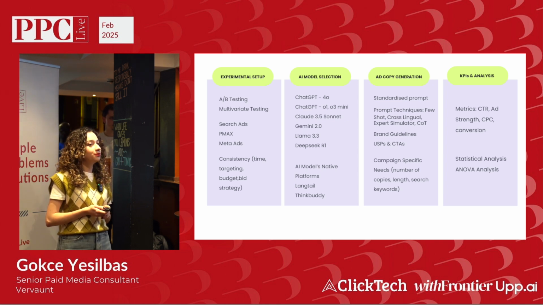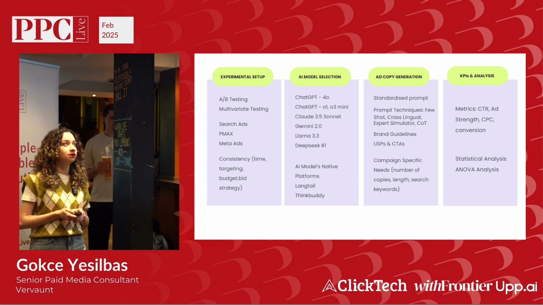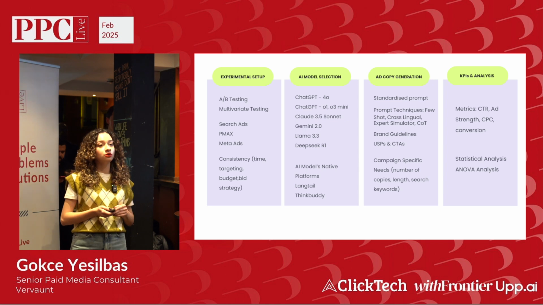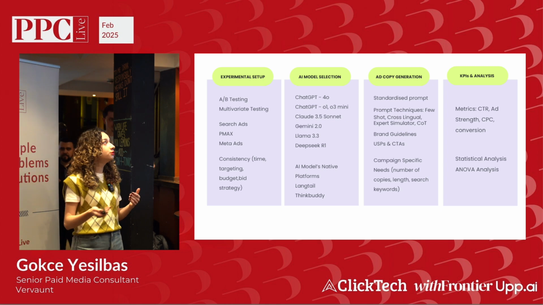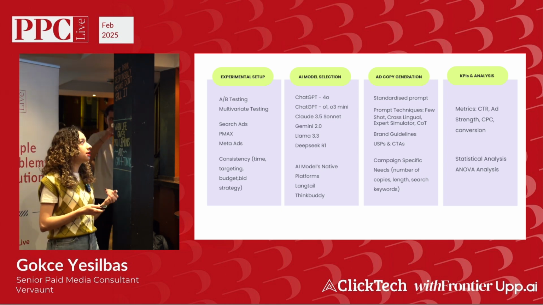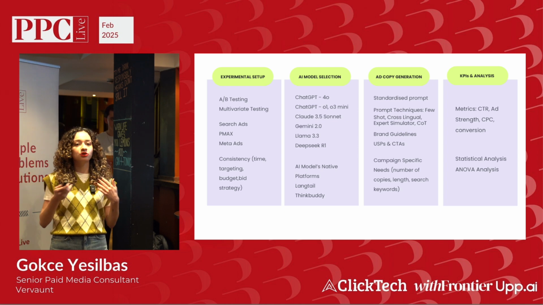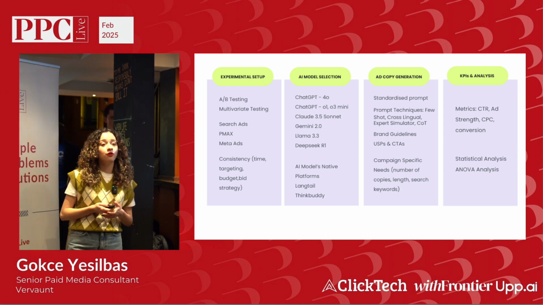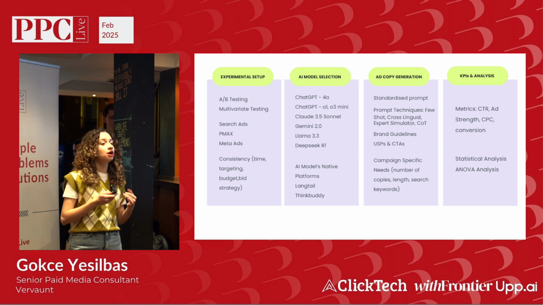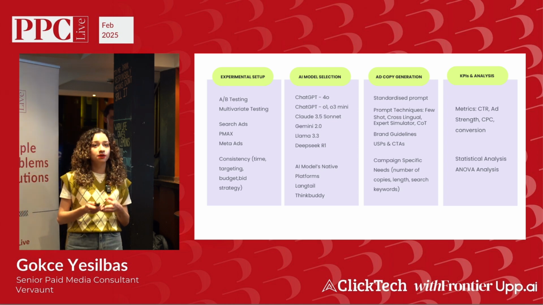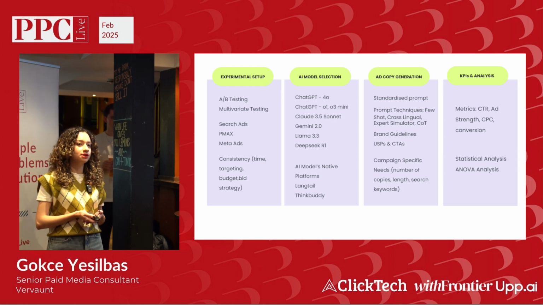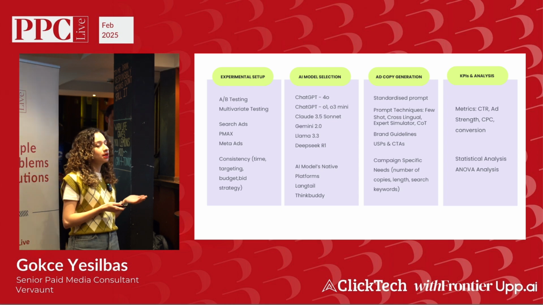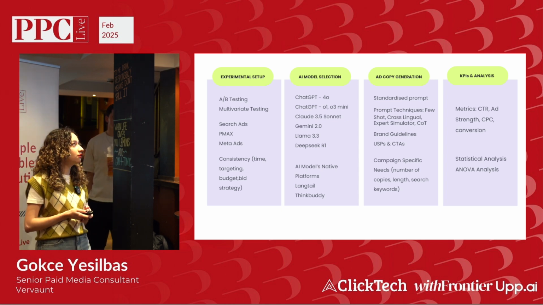So then, in the ad copy generation process, you need a standardized prompt for each AI model. And you can use different kinds of prompt techniques when you are crafting your prompt. For example, you can use few-shot technique, cross-lingual, expert simulator, or chain of thought. And don't forget to include your brand guidelines, unique selling points, and your CTAs in your prompt. Also, you can include the campaign-specific needs, such as number of copies, length, or even your search keywords.